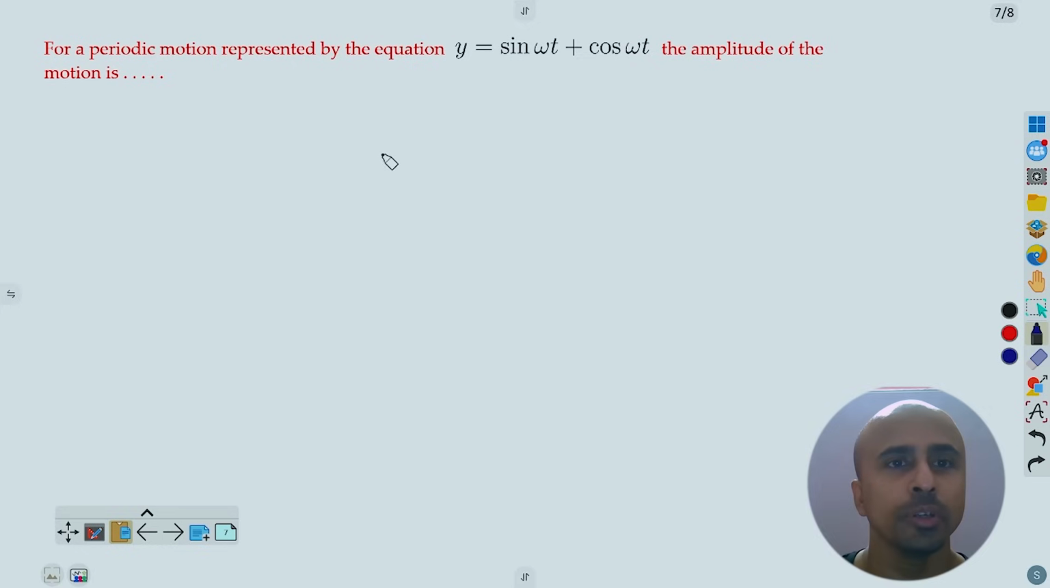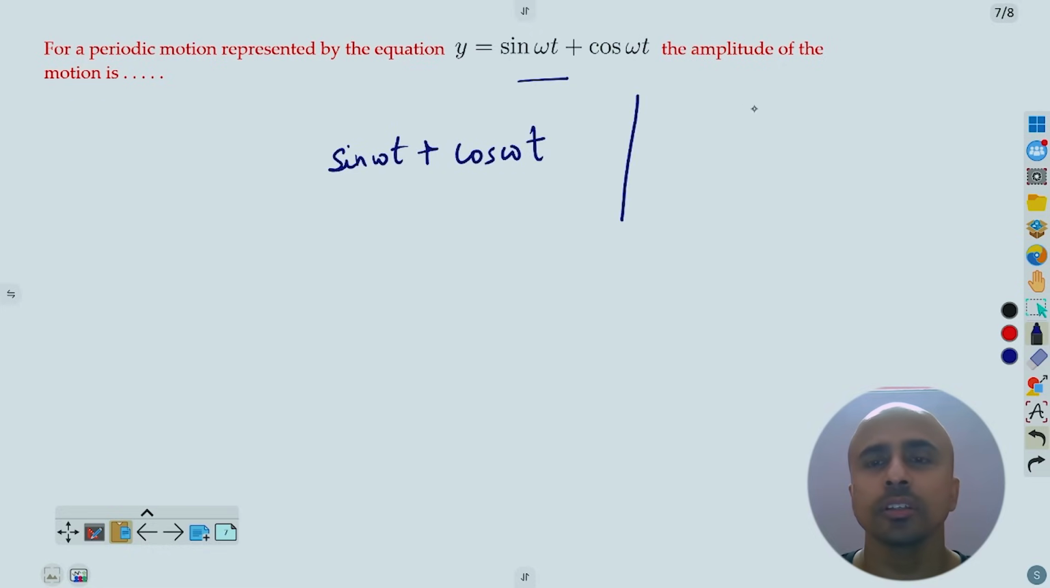Okay, for a periodic motion represented by this equation, find the amplitude of the motion. So we know that y equals sine omega t plus cosine omega t. First of all, we know that if the expression can be written in the form a sine of kt plus c, then a is the amplitude. Yes, a is the amplitude.